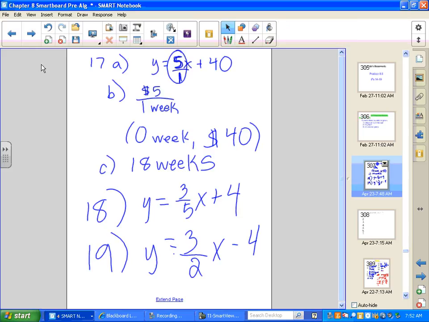Okay, so look at 18 where it says it passes through the point 0, 4. Do you see where it says passes through the point 0, 4? That's the y-intercept. We started this yesterday. And at 19, same deal. It says it passes through the point 0, -4. I'm going to show you in about 4 minutes.